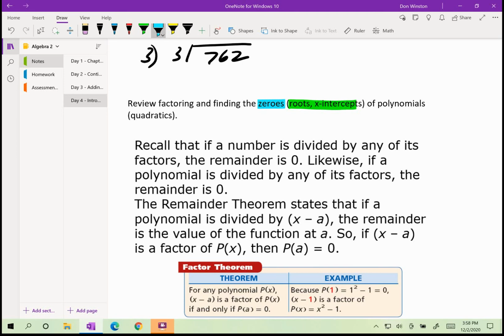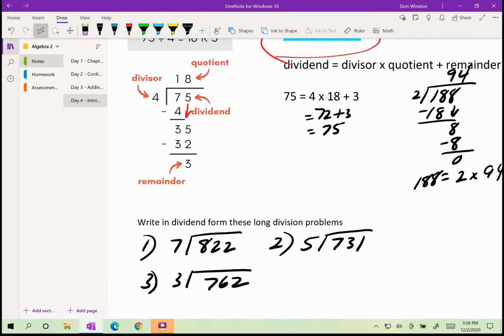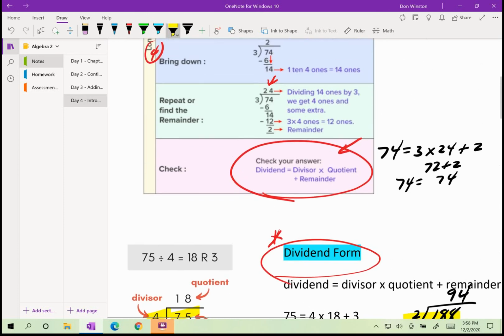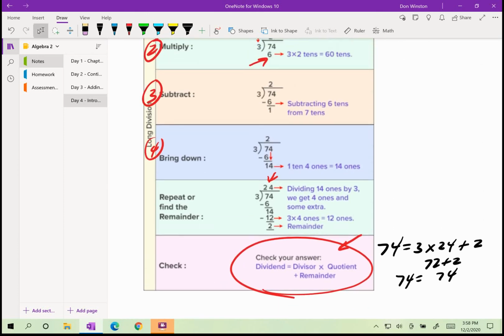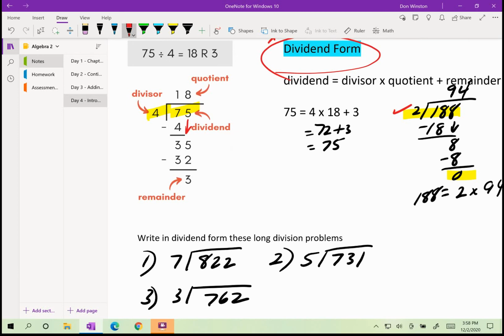Quadratics. Recall that if a number is divided by any of its factors, the remainder is 0. Well, I just did an example like that. I took a number, 188, and I divided it by 2. I got 94, remainder is 0. So 2 is a factor of 188. 4 certainly wasn't a factor of 75 because I got a remainder of 3, and neither was 3 a factor of 74 because I got a remainder. But 2 certainly was a factor of 188. I got a remainder of 0.